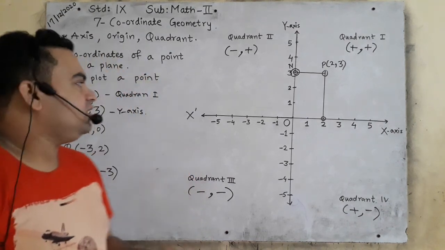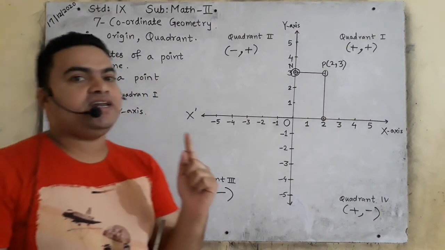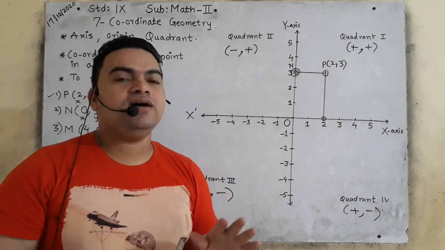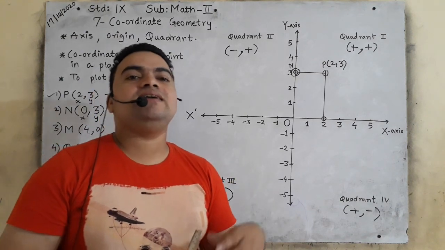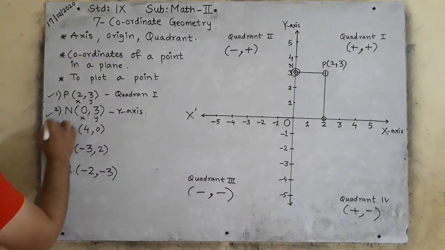Okay, see, अगर किसी भी पॉइंट का एक कोऑर्डिनेट 0 होगा इसका मतलब वो किसी क्वाड्रेंट में नहीं होगा. It will be on any axis. Either it will be on x axis, or it will be on y axis. Is it clear? Now see the third one is also like that.